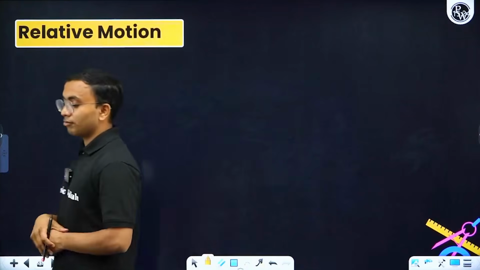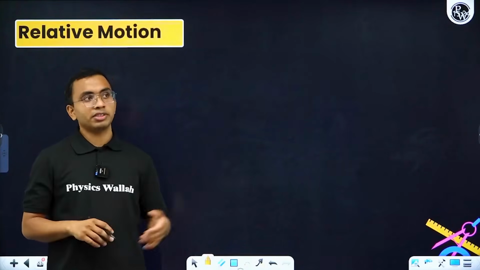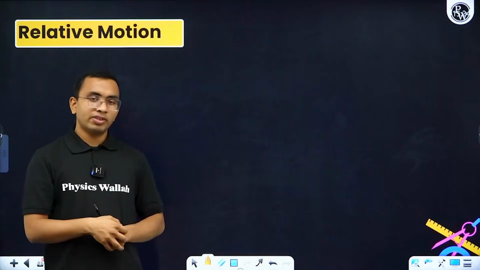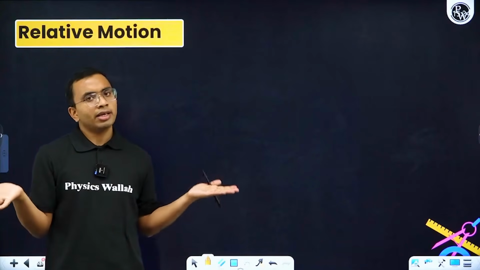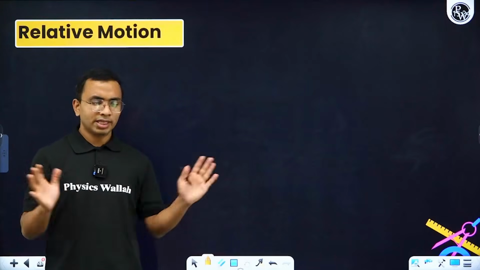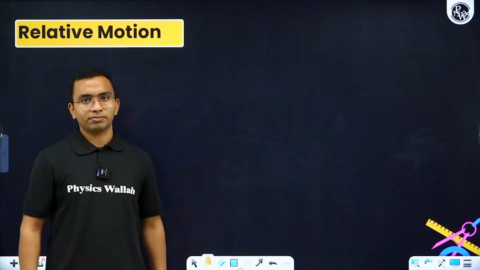Generally when equations are given, they are given with respect to ground. Let us take some velocity is given. If you say that a car is moving with velocity 50 meter per second, I'll understand that this 50 meter per second velocity is with respect to ground. That's a general thing. So there my frame of reference is ground.